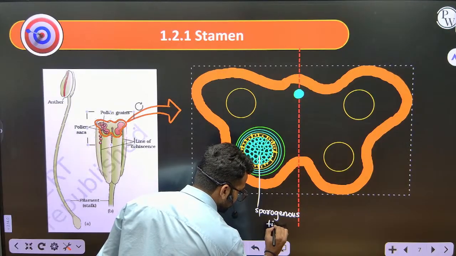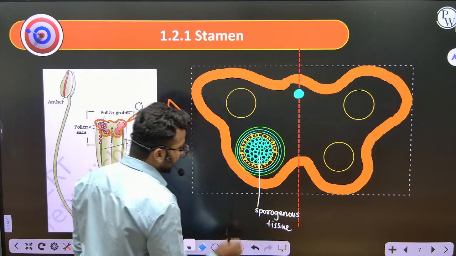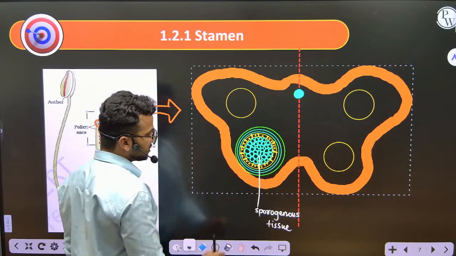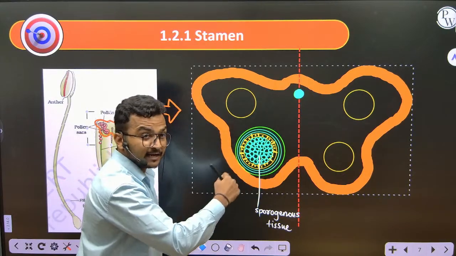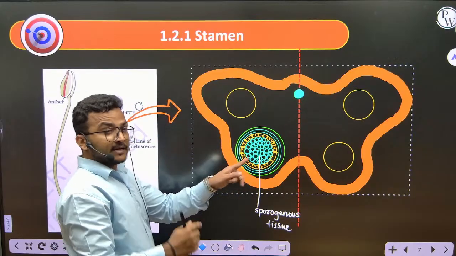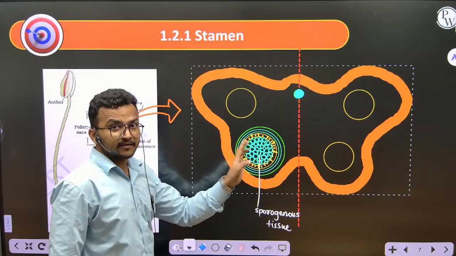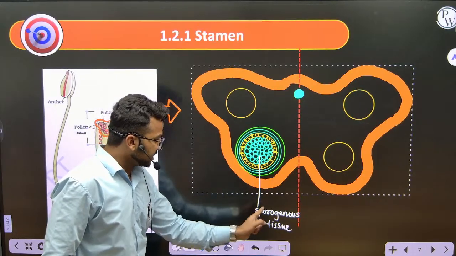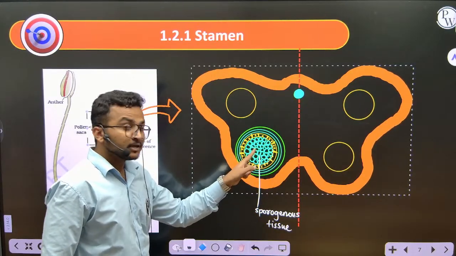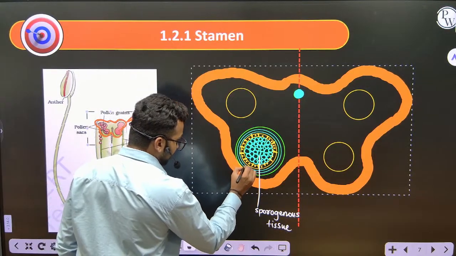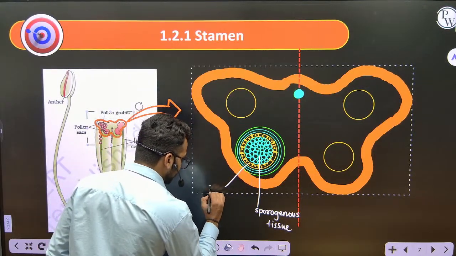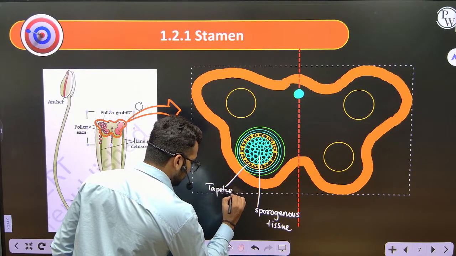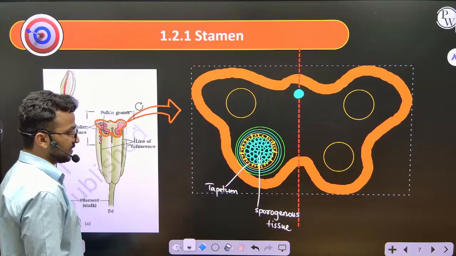Surrounding the sporogenous tissue, you see the yellow colored layer, right? That is the innermost layer of this anther, exactly surrounding the sporogenous tissue. That is the tapetal layer, and the cells we call tapetum cells.